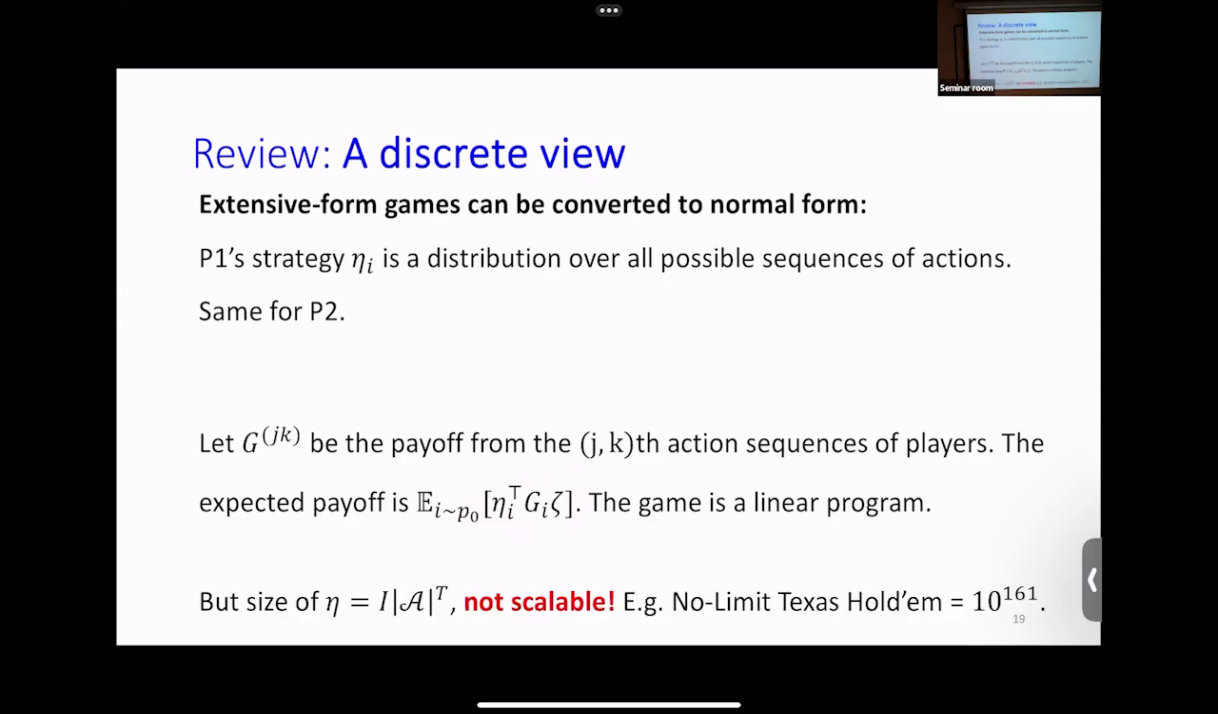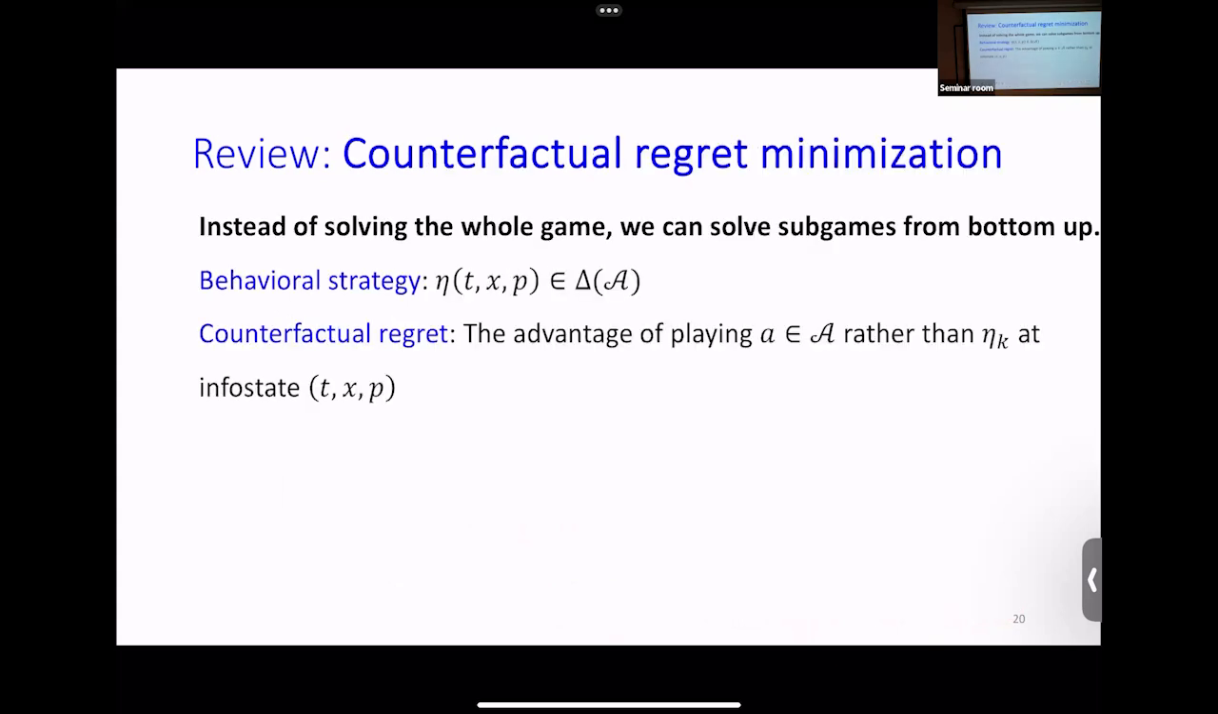Except that if you solve the problem this way, you will see that this is not scalable. Because, for example, for poker, the size of this matrix is going to be in the order of 10 to the power of 161. Okay, so it's a linear program, but it's too large to solve. All right. Then a lot of the efforts has been spent on reducing the game down.